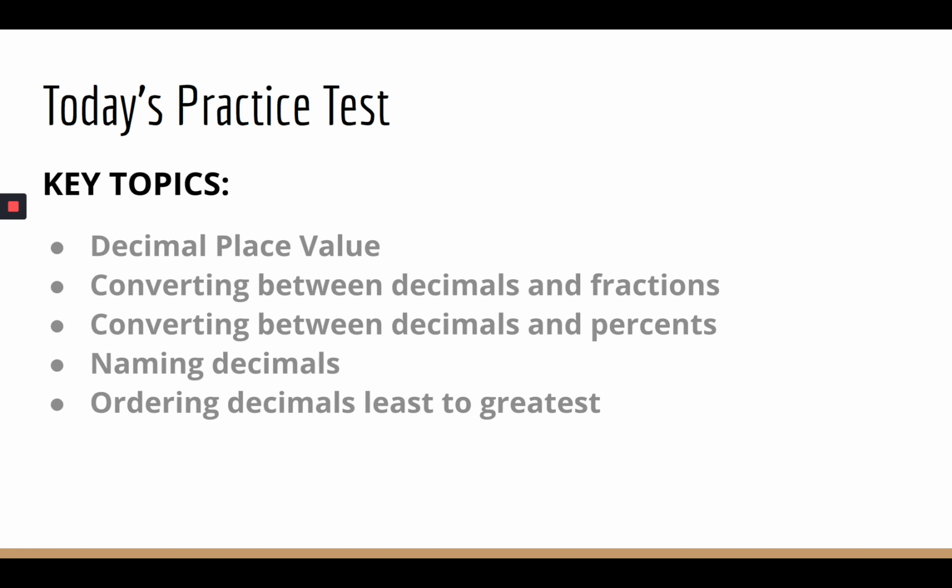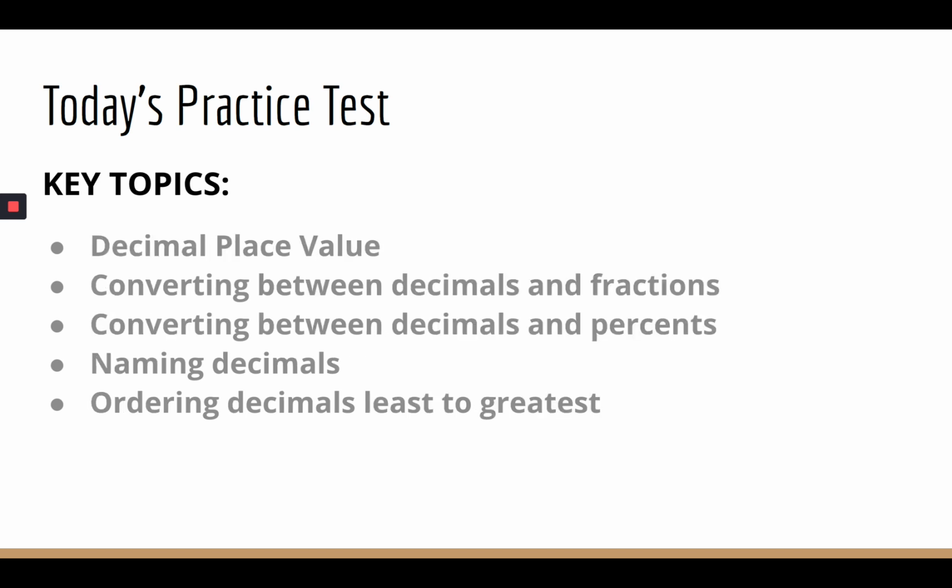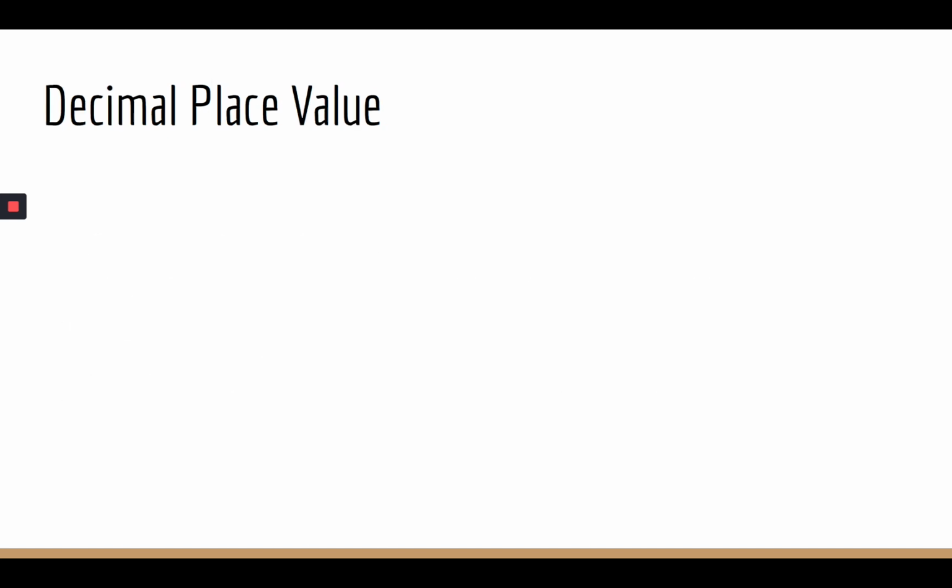So this will be what's on the test, both the practice and the real test. We're going to look at decimal place value, converting, naming decimals, and ordering decimals least to greatest. And then you'll have to add, subtract, multiply, and divide decimals, including one where you'll want to use the dividing decimals by power of 10 shortcut. So I'm just going to jump right into each of these topics with an example. So we're going to start with decimal place value.